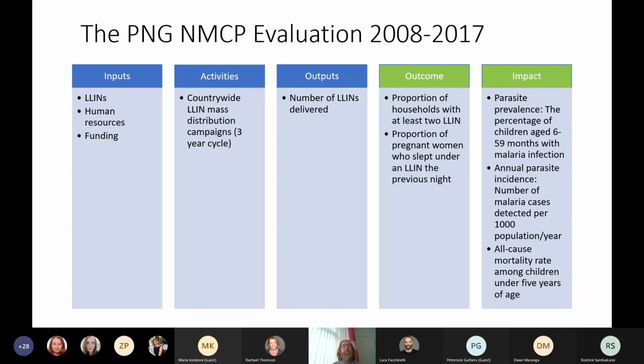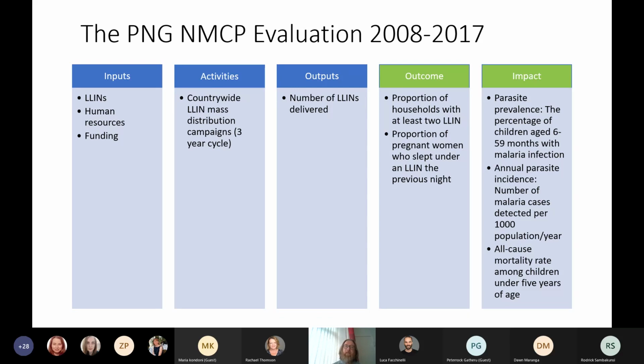And perhaps to just comment further, your output measures are typically counts. So it's we delivered 10 million mosquito nets, we delivered 5,000 training sessions, these sorts of things. And again, I'm sure many of you recognise measures of that type.